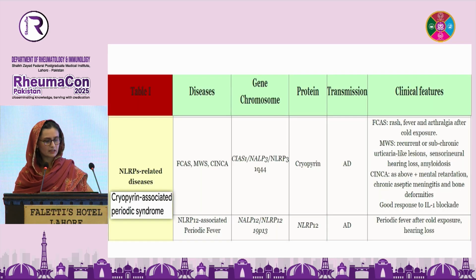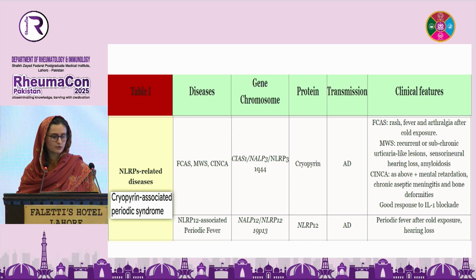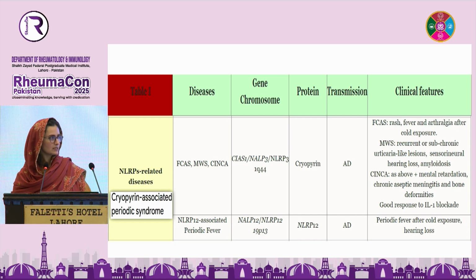Next, we move on to the second group, which is NLRP-related diseases, also known as cryopyrin-associated periodic syndromes. And in this group, the three main diseases are FCAS, Muckle-Wells syndrome, and CINCA. And then we also have a newly diagnosed syndrome termed as NLRP12-associated periodic fever, and then there are 1 or 2 more NLRP-associated diseases which are included in this group.